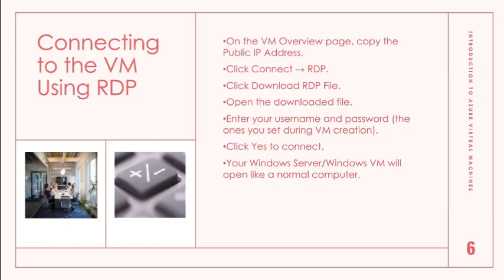After creating the VM and your VM has started running, you go to connect, then you see the RDP file, you download it, open the downloaded file, then you enter your username and password. So this one just takes you in. You don't need to start copying your public IP address and click yes to connect. Your Windows server, your VM will open like a normal computer.